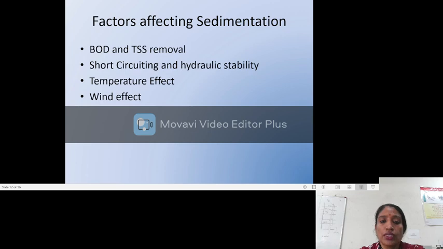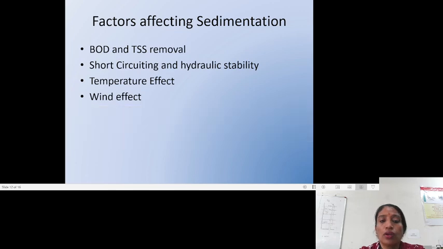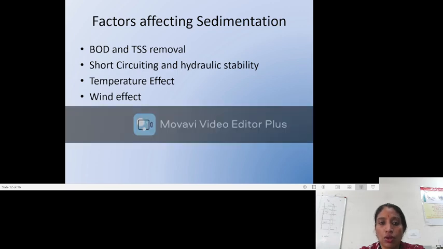Now, what is short circuiting? It happens when the incoming water directly, without treatment, escapes the treatment tank. So that is known as short circuiting. And if this happens, then sedimentation will not occur at all.